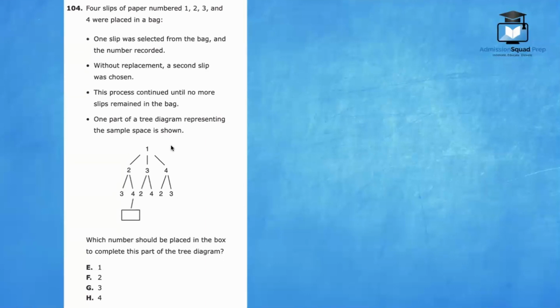In this part of the tree diagram, the number 1 was selected, and because the problem specifically states that it's without replacement, 1 was not put back into the bag. We're left with 2, 3, and 4. If the number 2 is selected, it is now removed from the bag. So we now have 3 and 4 remaining. If the number 4 is selected, it is removed from the bag, and the number remaining in the bag would be the number 3. So G is the correct answer.